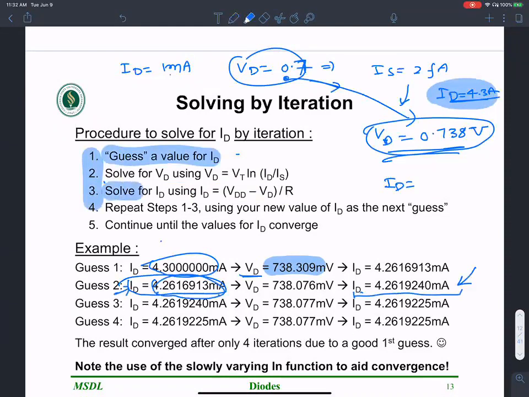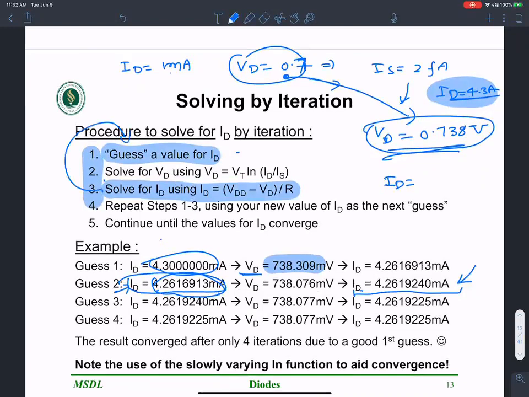So we guess a value for ID, and then we get a new value for ID. Then we go back and use that new value as the new guess and get the value of VD. From that VD, we calculate a new value of ID. From ID, we calculate a new value of VD. We continue to do this until two successive values of ID are exactly the same. In other words, even by successively repeating this step over and over again, the value of ID is not changing.